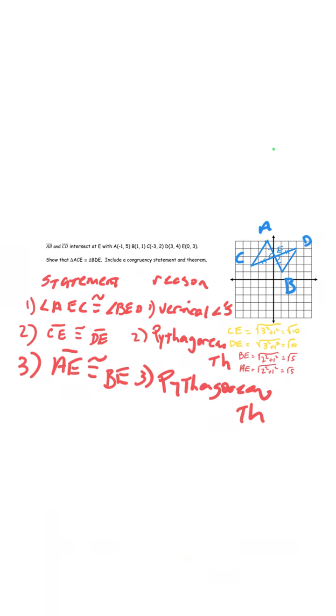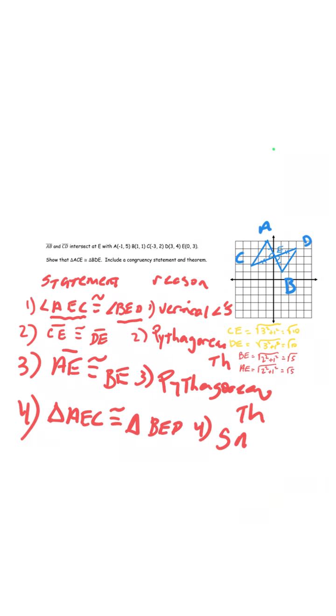And then the last statement is the similarity or the proof statement. I'm going to use what I did up here, AEC and BED. It keeps everything in line. So I've got triangle AEC is congruent to triangle BED, and that's by side, angle, side.